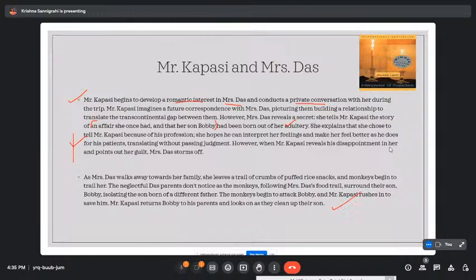So there are certain layers to it which we need to discover: how Jhumpa Lahiri actually creates the characters, their psychological belief system, the way in which they believe things, the character of Mr. Kapasi, and how Bobby being attacked is also significant.